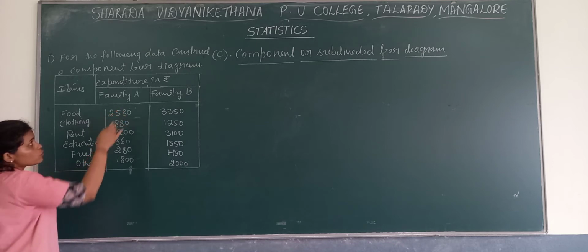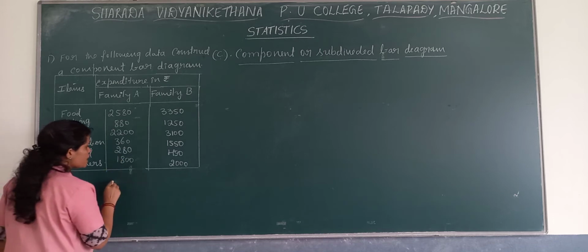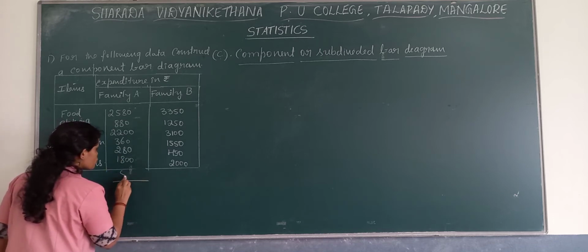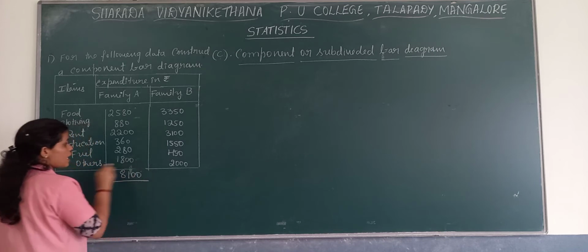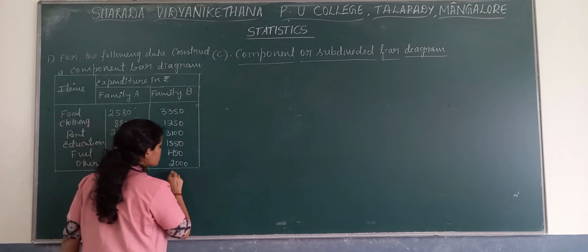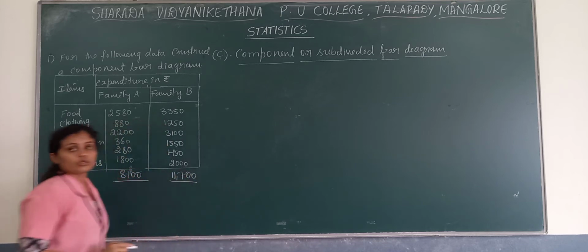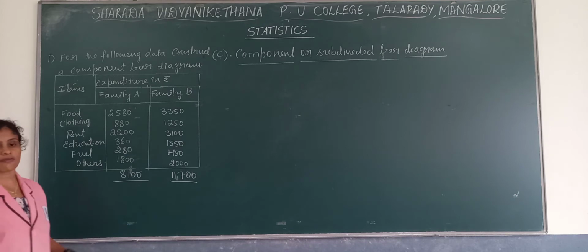When we total 2000, 580, 880, 2200, 360, 280 and 1800, we get 8100. And when we total the other family's values, we get 11,700.